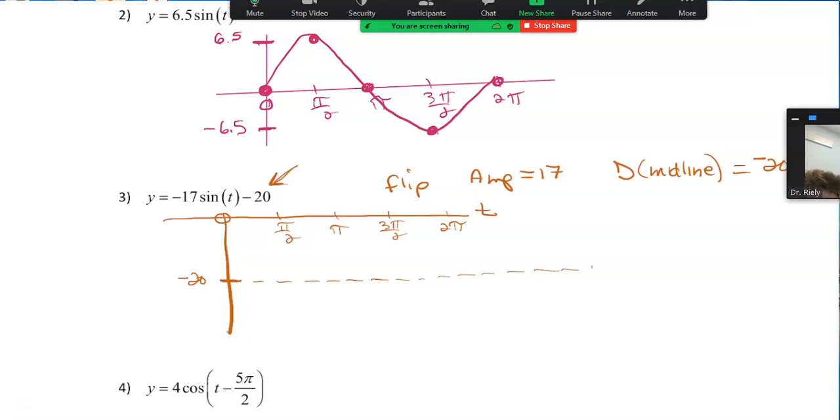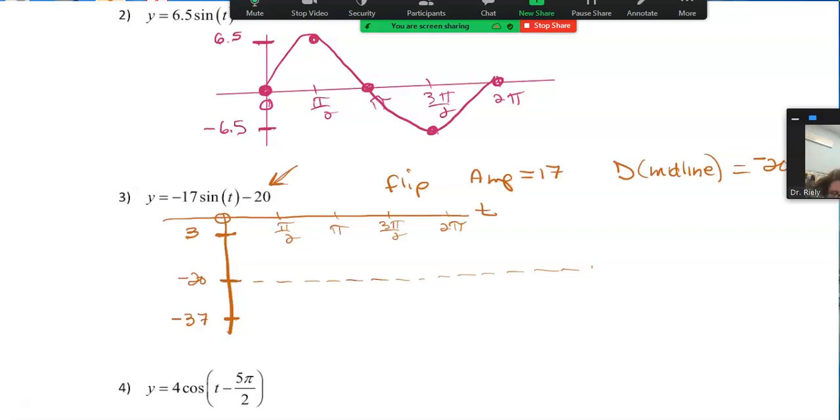Then if I add 17 to it, I get a negative 3, which is my max. If I add another negative 17 to it, I get a low or minimum value of negative 37.